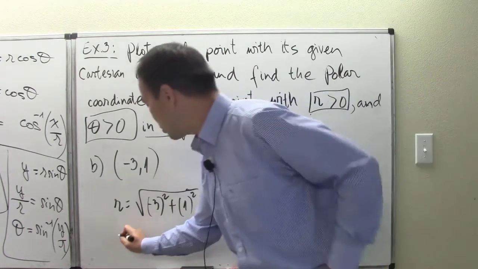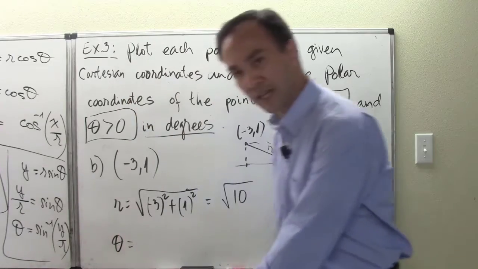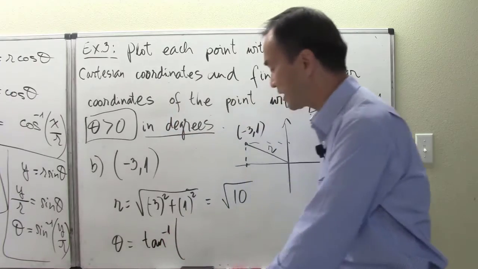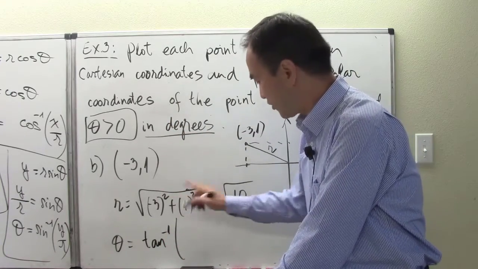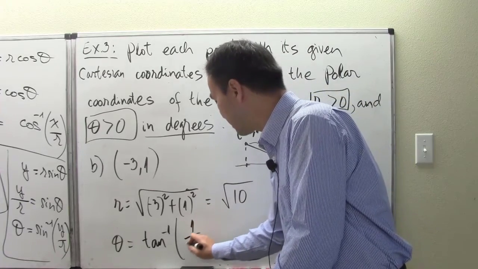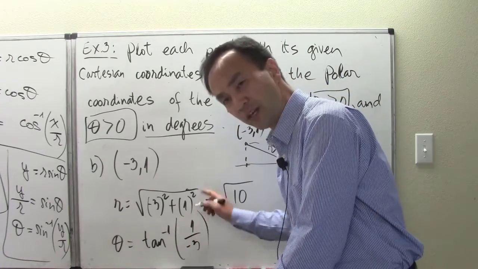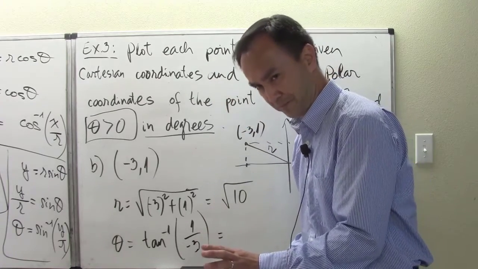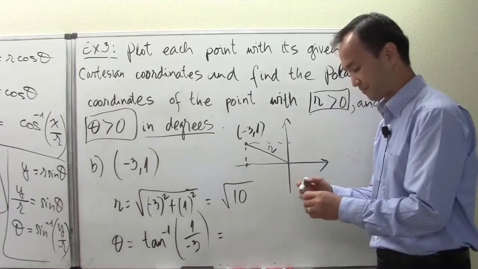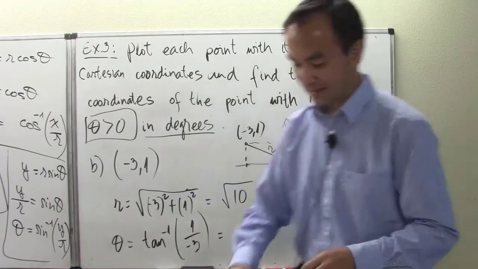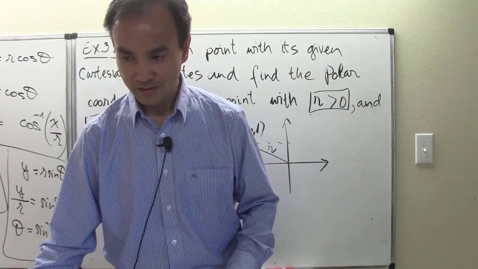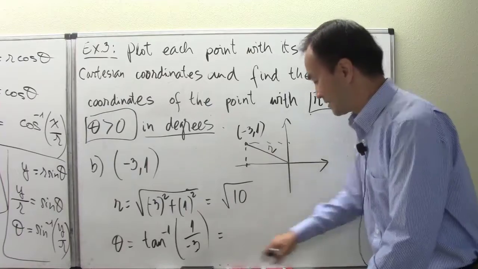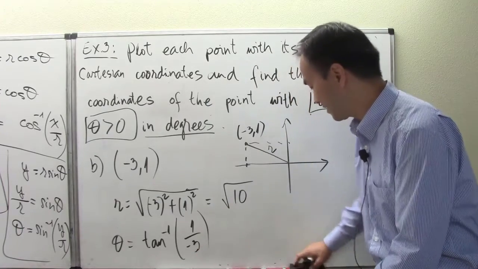Now the next step is to calculate the angle theta. So I'm going to go with tangent inverse, just as a start. Y over x, so tangent inverse of y over x, so it's going to be 1 over -3, which is tangent inverse of -1/3. All right, so let's do the raw calculation here. I shouldn't put an equal sign yet, because there's more to that.